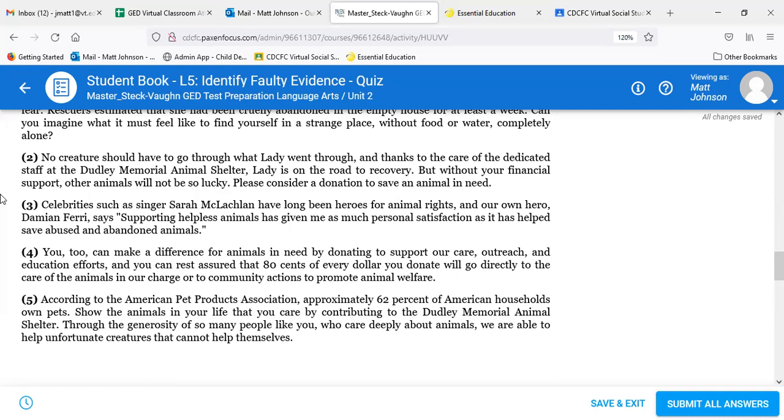According to the American Pet Products Association, approximately 62% of American households own pets. Show the animals in your life that you care by contributing to the Dudley Memorial Animal Shelter through the generosity of so many.